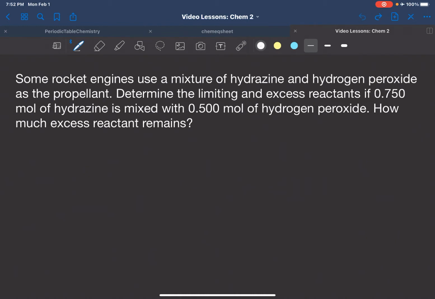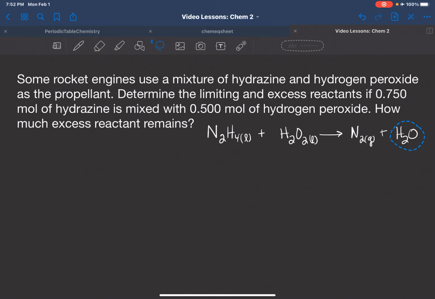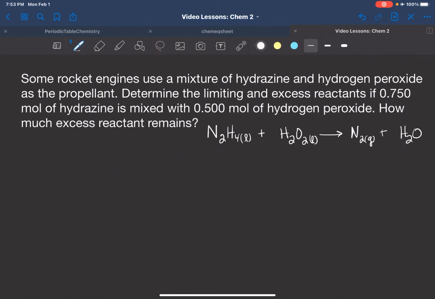So we just need a reaction. Hydrazine, you can look it up, is N2H4, in a liquid phase, so I'm going to put that there. Then of course we've got it mixing with hydrogen peroxide. We're going to take these two liquids and put them together. When that happens, we're going to get some nitrogen gas, which is generated, and some water. So there's our reaction.